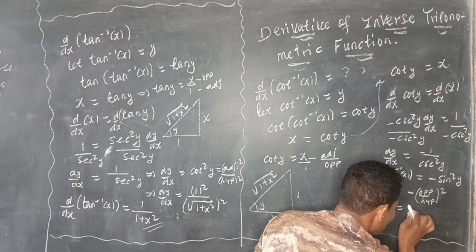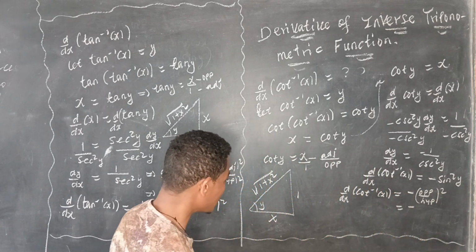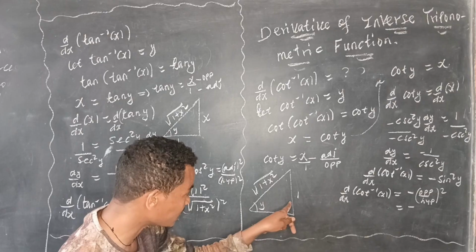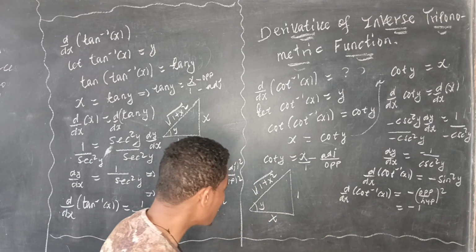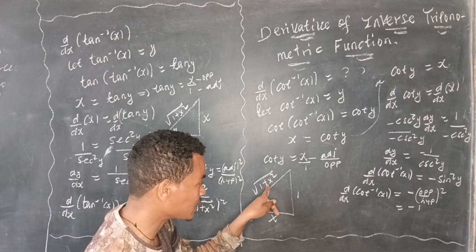This is the same with minus, but the opposite side is 1, and 1 square is 1 itself. Hypotenuse is radical 1 plus x square, whole square.